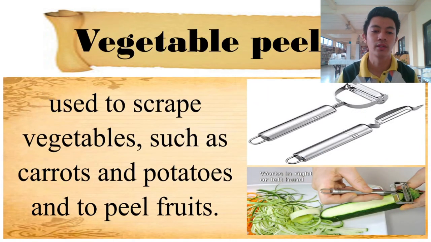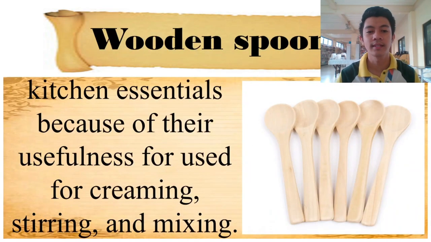Next, vegetable peeler. Used to scrape vegetables such as carrots and potatoes and to peel fruits. Ayan, vegetable peeler is a kitchen utensil with a blade attached to a handle. Ayan, used for removing the outer layer or the skin of some vegetables such as carrots, cucumber, broccoli, no, and fruits such as apples and pears. Ayan, ito yung pambalat ng mga prutas, no? Napapabilis kasi yung pagbabalat natin kapag ito yung gamit natin. Ayan. Next.